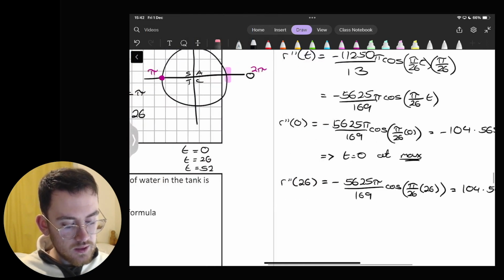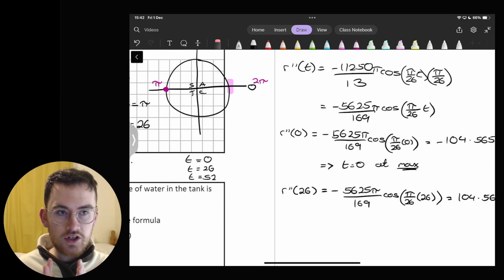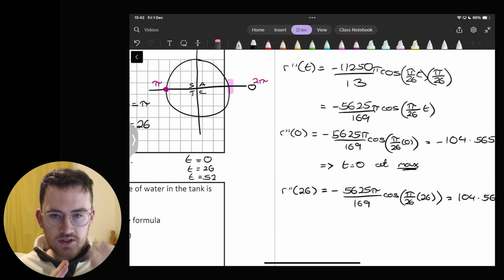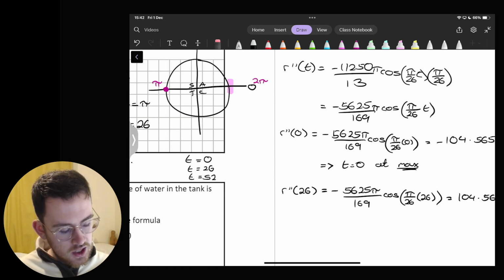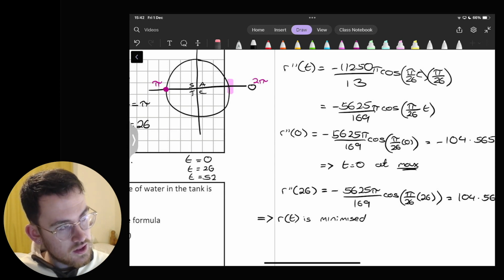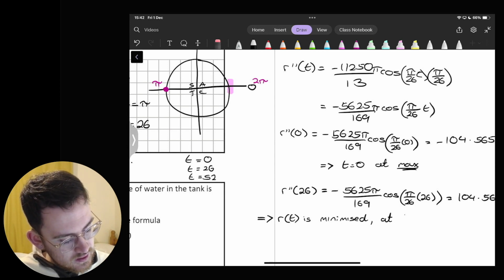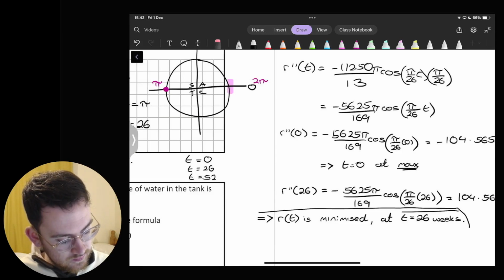Now, if we think about what we did with our unit circle there, we did investigate 2 pi, but in terms of our function there, 2 pi is going to line up with 0 in terms of the angles because of the period of the function. So in fact, if we try the 52 weeks, we're actually just going to end up with the same answer of it being back at a maximum again. So in fact, the revenue is minimized, because that was the function, at 26 weeks. Okay, the revenue is minimized at a time of 26 weeks.